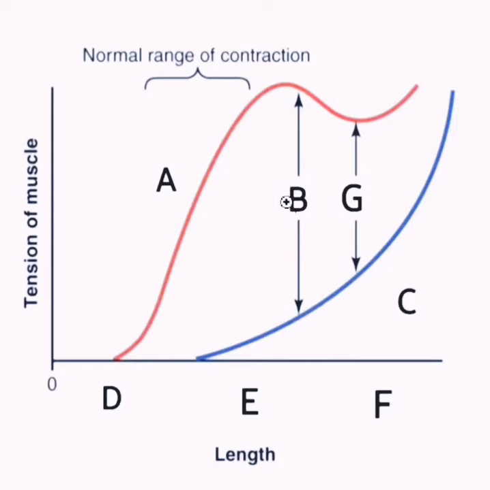So let's understand why it's B. The area under C is the passive tension, and the area under the red line and the blue line together is called the total tension. And the area between the red line and the blue line is the active dependent tension, and that's what they're looking for. So the question again asked to label the active dependent tension, and that's why it would be B.